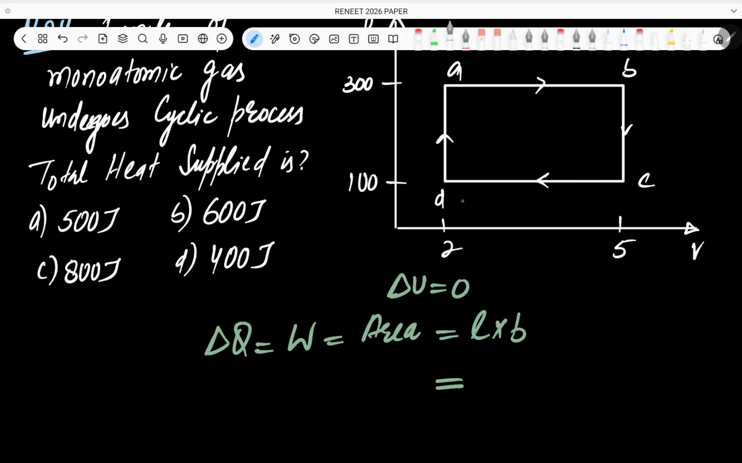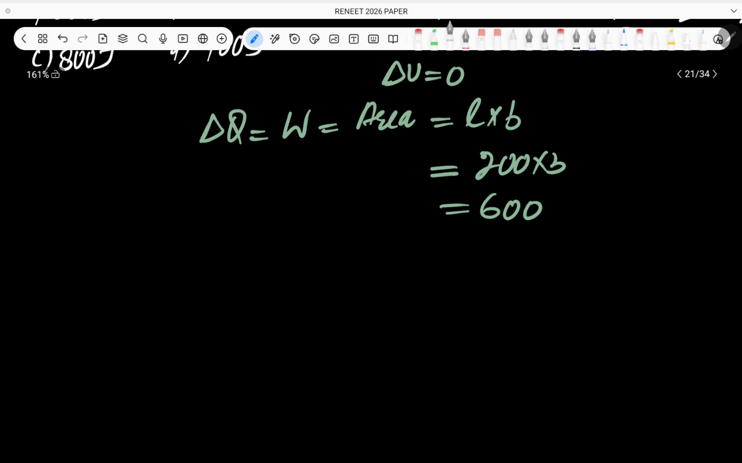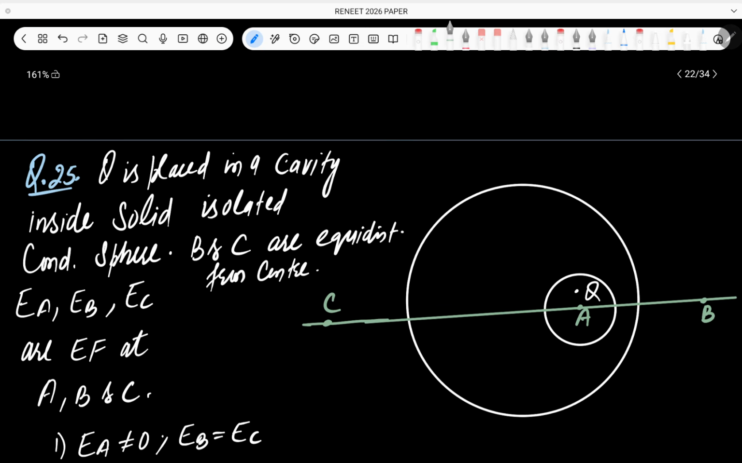Now see, what's its length? So this is 300 minus 100, which is 200 on this side. 5 minus 2 is equal to 3. So it is simply 200 multiplied by 3. The answer will be 600. So this is the answer to this question. It was an easier question. Let's move ahead.